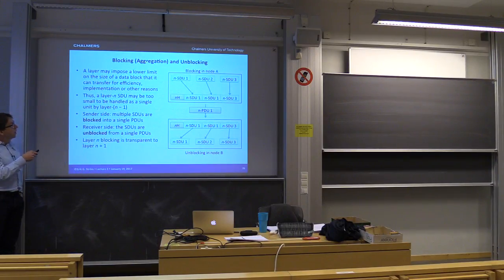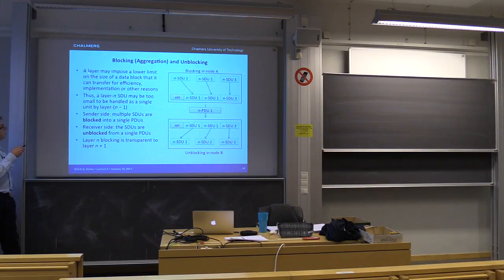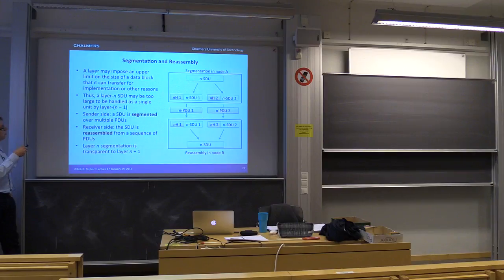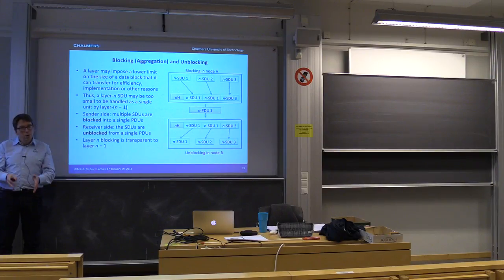Blocking and aggregation is almost the reverse process. I know, when I reside in this layer, that the layer below me has an upper limit on the size of what we can transmit in one shot. There is typically also a lower limit, and the reason for this is more for efficiency, because we know that all the data that are pushed down to the lower layers will have a header appended to it, and this header consumes resources, obviously, when it's transmitted. So if the payload is very small compared to the header, the overhead is huge. Okay.